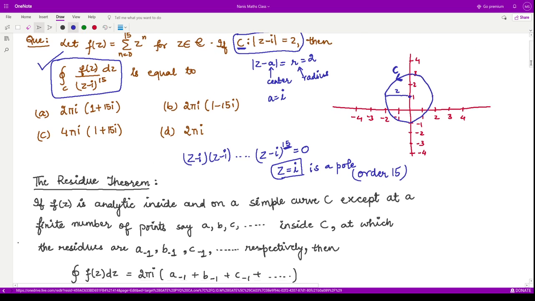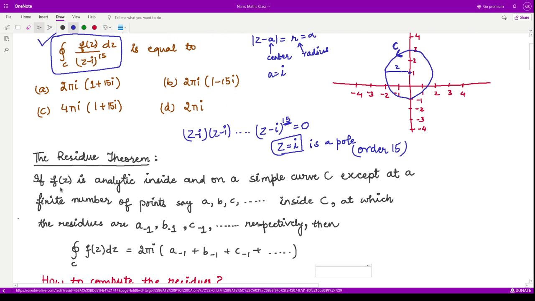So according to the residue theorem, if any function is analytic inside and on a simple closed curve C except at a finite number of points, say these are the number of points. In our case we have only iota as a point where the function is not defined. Then if the residues at those points are denoted by a minus 1, b minus 1, c minus 1, the integration is simply given by 2 pi iota multiplied by the sum of residues. So this is the formula, right?